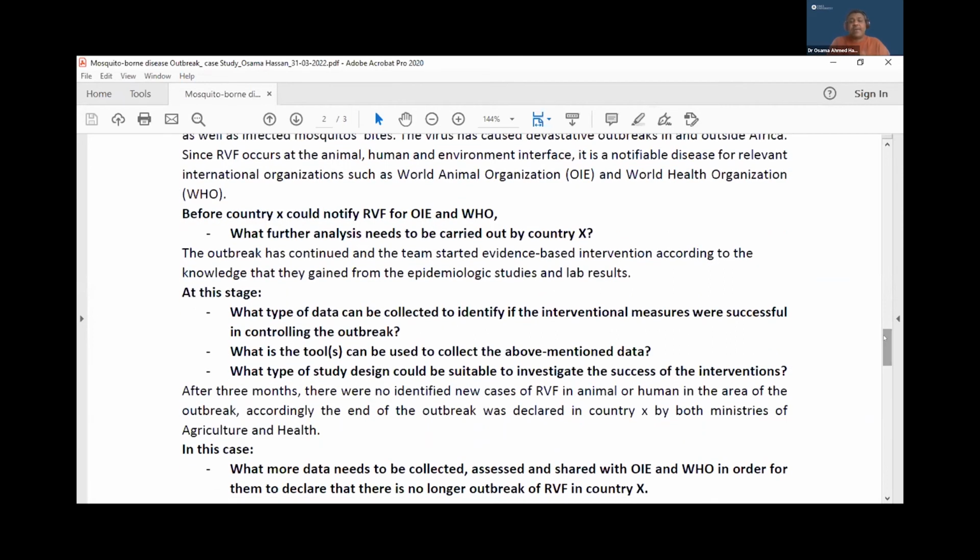So the outbreak has continued, and the team started evidence-based intervention according to the knowledge that they gained from the epidemiological studies and lab results. So at this stage, what type of data can be collected to identify if the interventional measures were successful in controlling the outbreak? So you knew that this is a zoonotic disease, it is spread between animal and human, and also mosquitoes playing part.